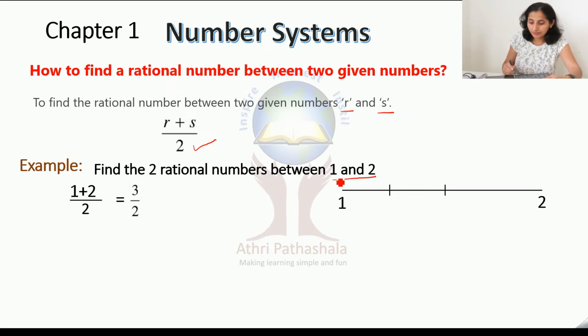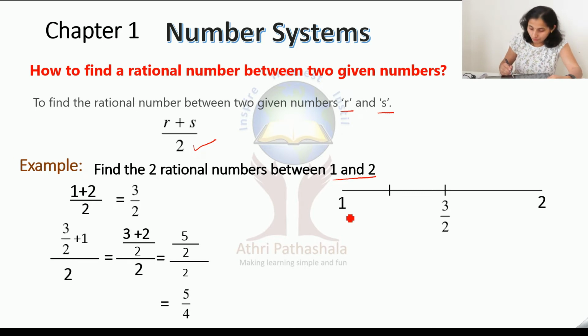First, we have to find the mean between 1 and 2. To find the mean, we have to add the given two numbers and divide by 2. So (1 plus 2) divided by 2 is equal to 3 divided by 2. So one value we got, that is 3 divided by 2. And next we have to find the rational number between 1 and 3 by 2. So (3 by 2 plus 1) whole divided by 2.